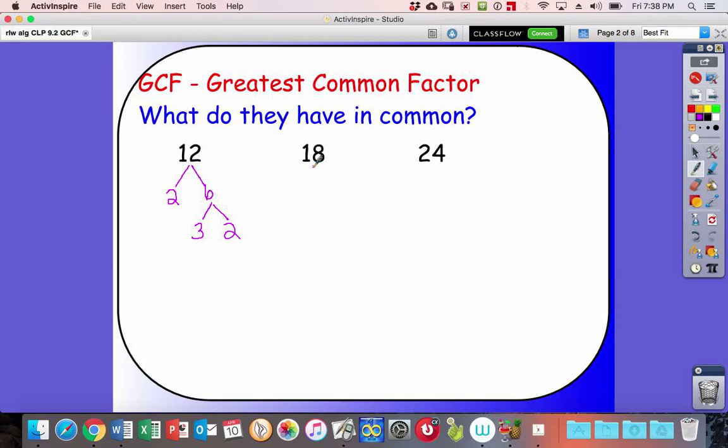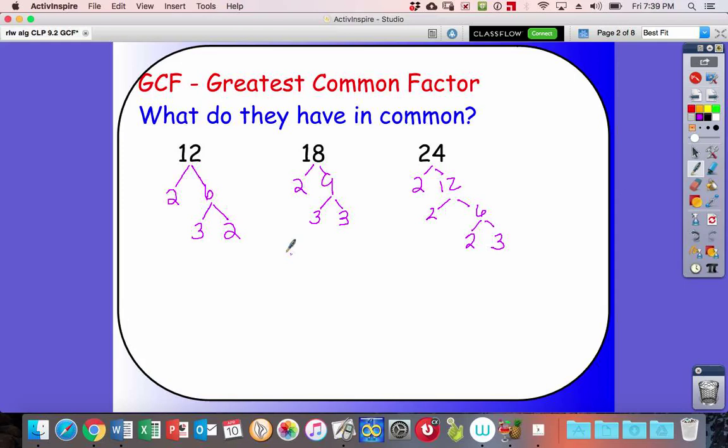If I take 18, I'm going to do the same thing. 2 times 9 is 18. 2 is prime, so let's go with 9 as 3 times 3. 3 is prime, I'm done. 24 is 2 times 12. That 12 we've already done: it's 2 times 6, and then 2 times 3.